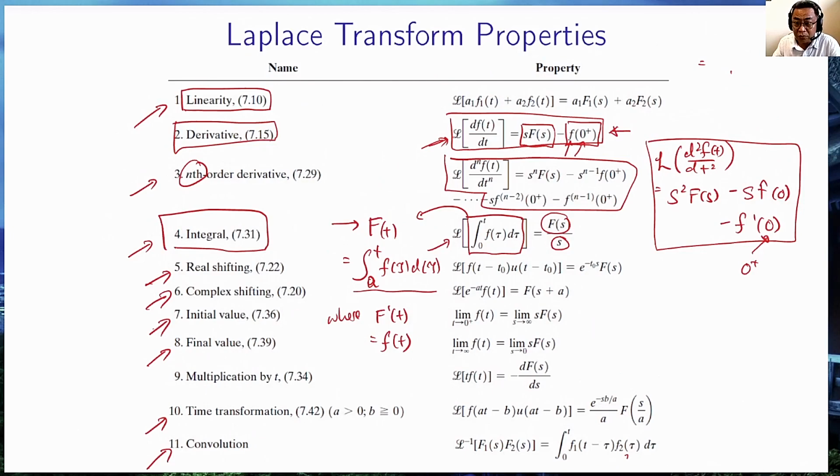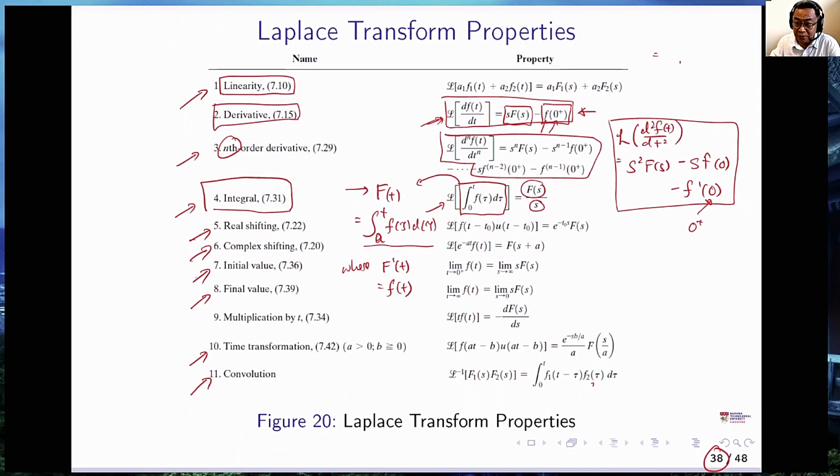So with that, we are going to go through some of the properties and derive them in the next few slides.